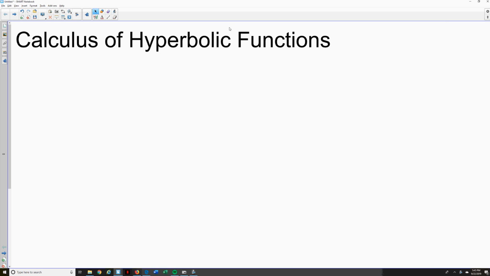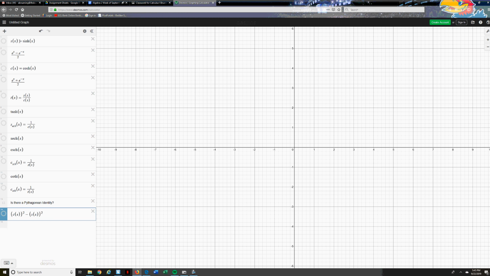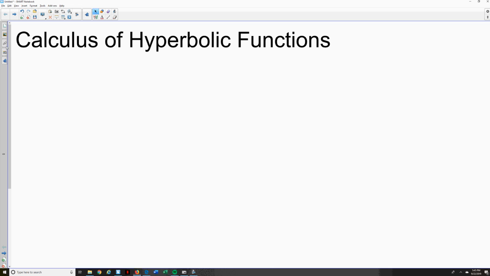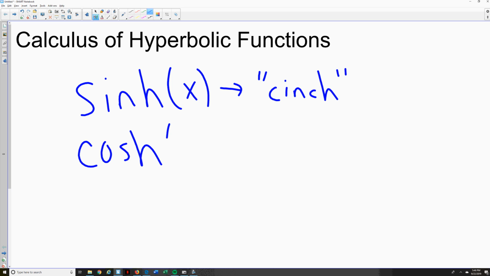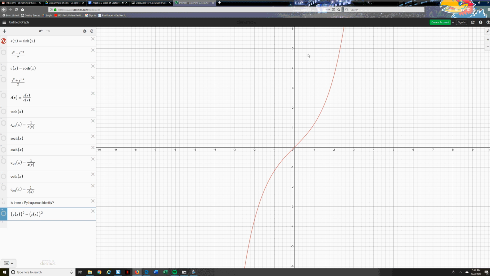So let's talk about what a hyperbolic function is. The first thing you see here, s of x equals sinh of x, which is the hyperbolic sine. We often pronounce it sinh. You'll also see cosh, and we'll have all the other normal functions too. So here is s of x equals sinh of x. And notice how we defined it: e to the x minus e to the negative x over 2.